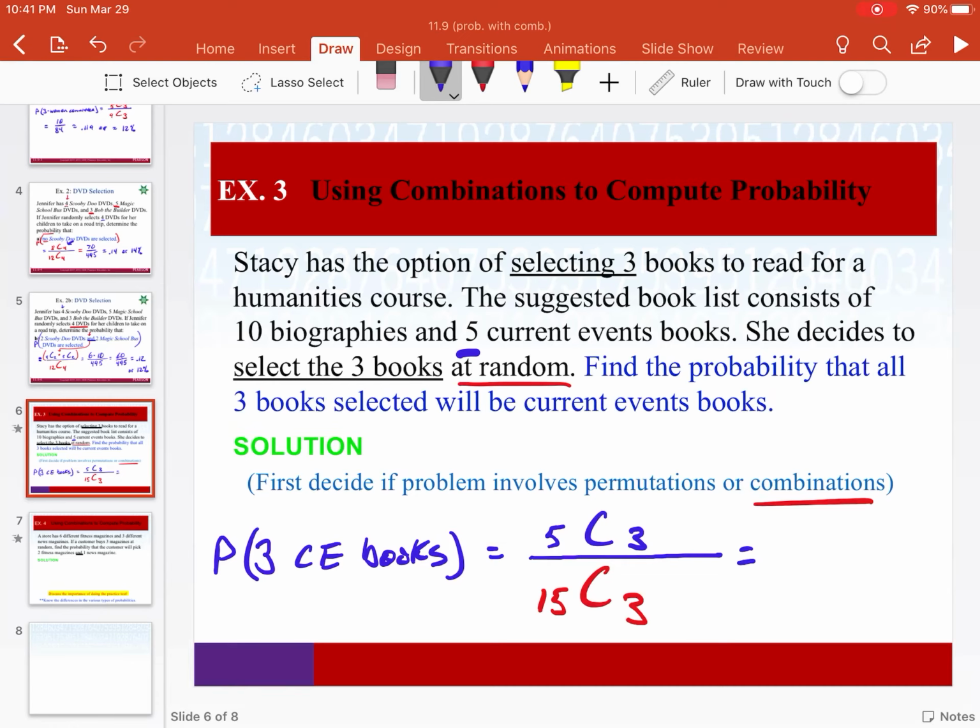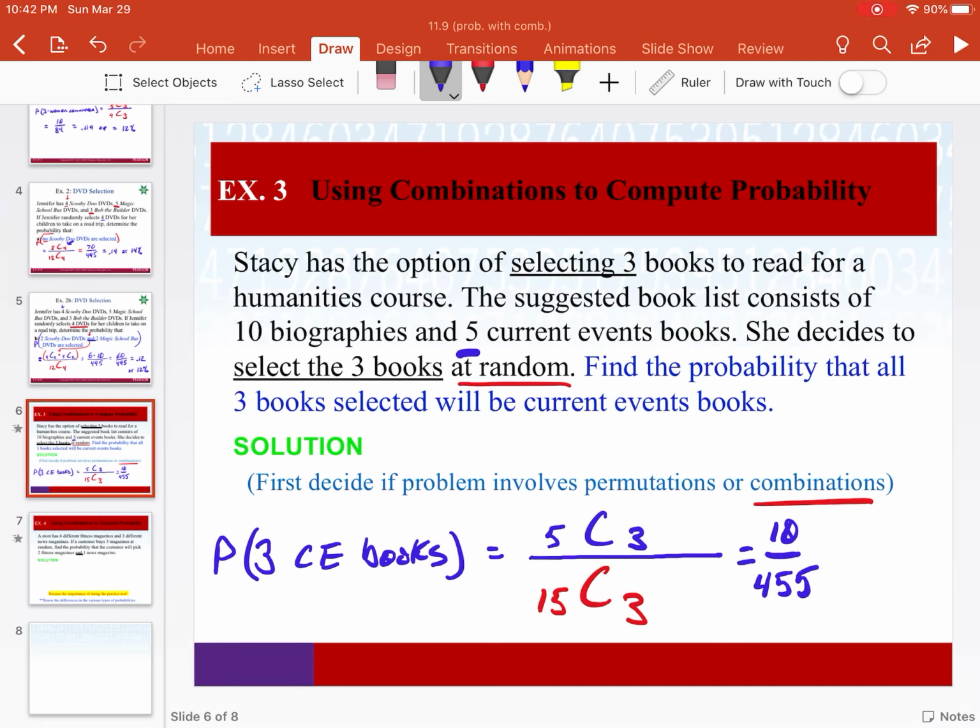And I'm going to look at the combination button. And the top is 5C3. And that's only 10. And the bottom is 15C3, and that's 455. And 10 divided by 455 is, that's very, very low.